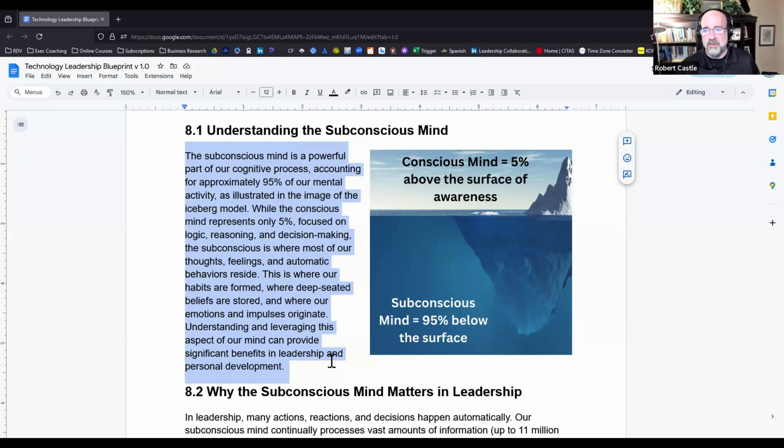While the conscious mind represents only 5%, and it's focused on logic and reasoning and decision making, the subconscious is where most of our thoughts and feelings and automatic behaviors reside. This is where our habits are formed, where deep-seated beliefs are stored, where emotions and impulses originate. Understanding and leveraging this aspect of our mind can provide significant benefits in leadership and personal development.